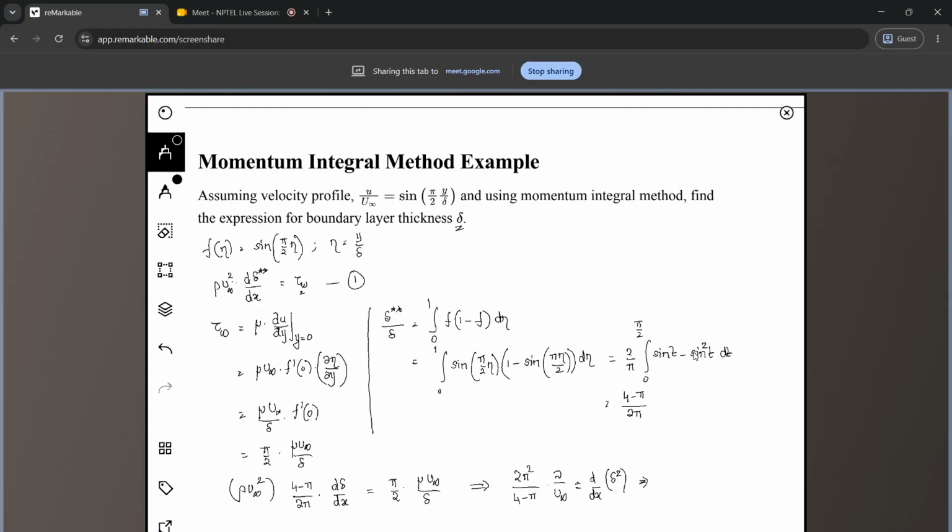And once you solve this, you have delta to be 4.8. You write it as delta by x. If you just evaluate this value and then take the square root, it comes to around 4.8. And from the Blasius solution, we already know that the actual value from the exact solution is 5.